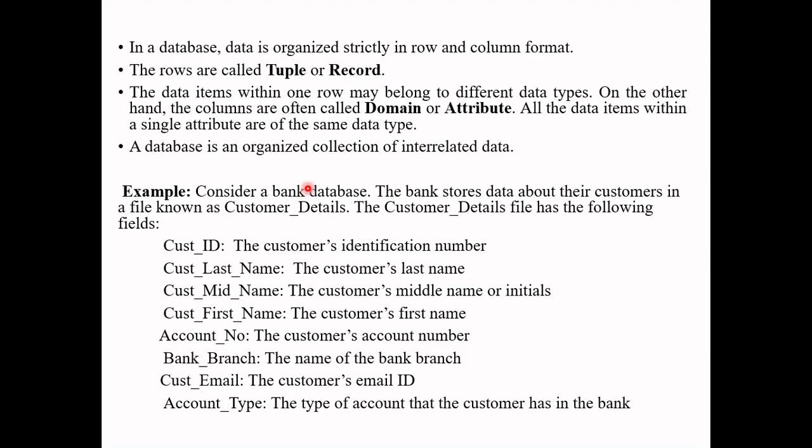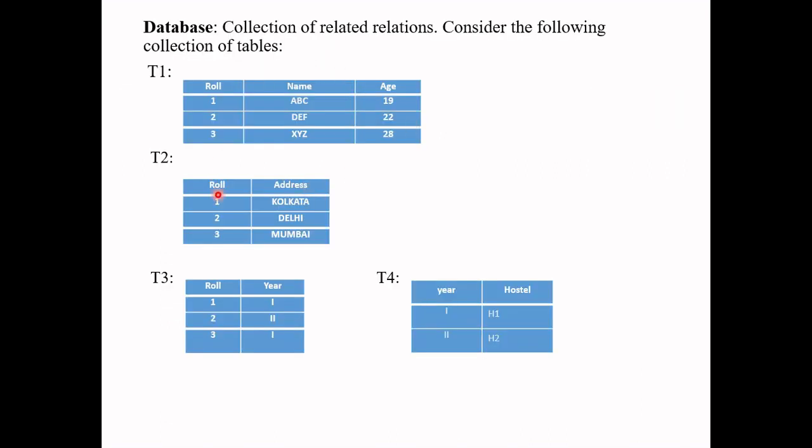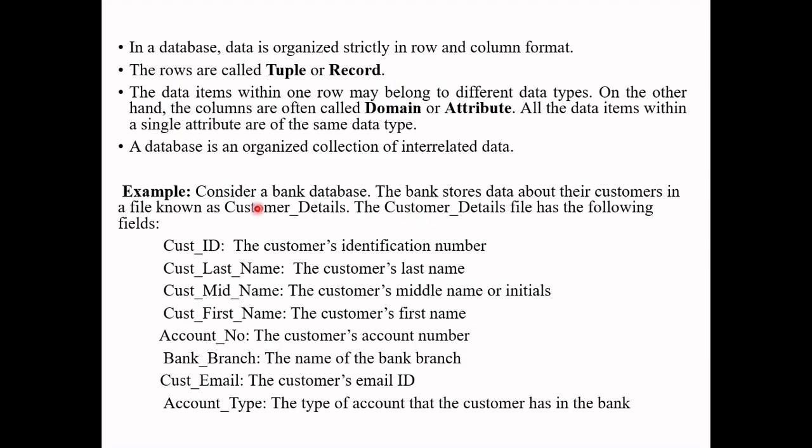Okay, a database is an organized collection of interrelated data. As I have explained here, all these tables are interrelated with each other. For example, consider a bank database. The bank stores the data of the customer in a file named customer detail. So the bank has a database, and in that they have one table, customer detail, in which they store the information of the customer.